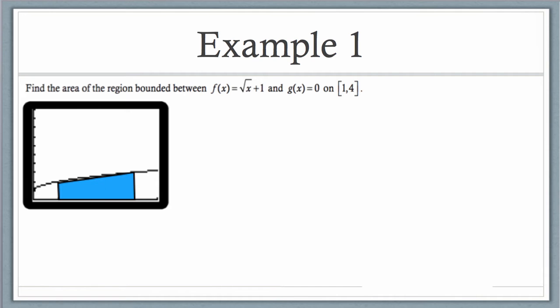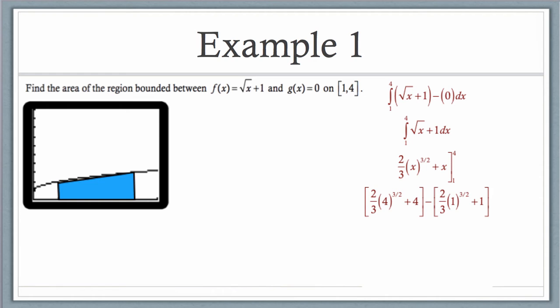The top curve you could see is that square root of x plus 1. The bottom curve is going to be my x-axis. So I have the integral from 1 to 4 of the square root of x plus 1 minus 0 dx. I simplified that expression, and then I took the antiderivative of the square root of x plus 1. We're going to evaluate it from 1 to 4. So I plugged in 4, then I plugged in 1, and then simplified.